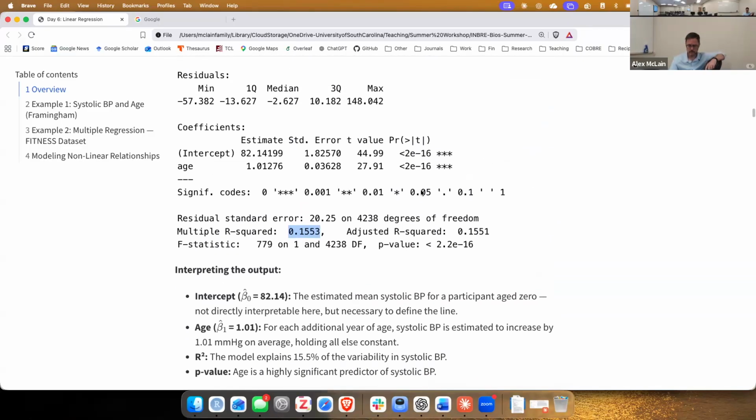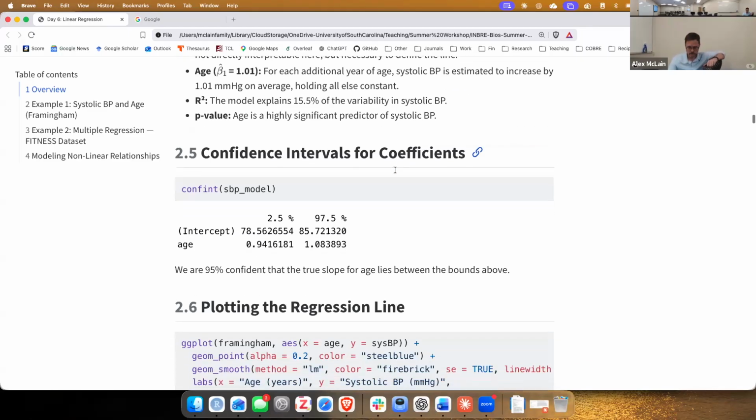P-value. So the p-value is very, very low. So there clearly seems to be a relationship between age and systolic blood pressure between these two.